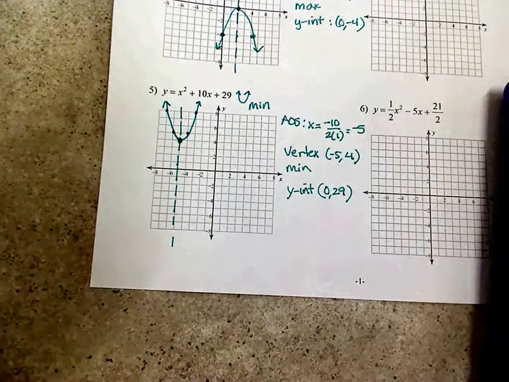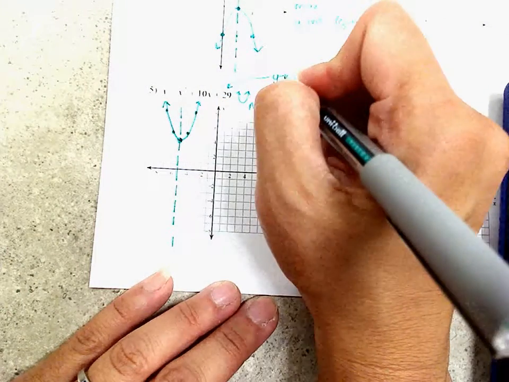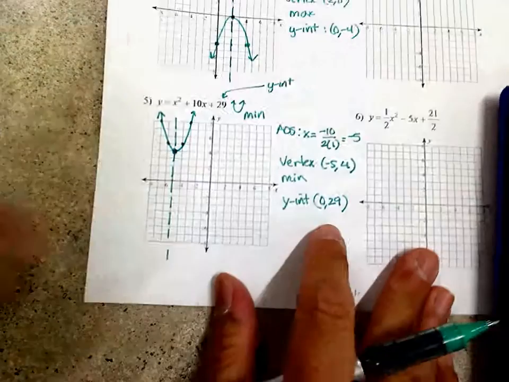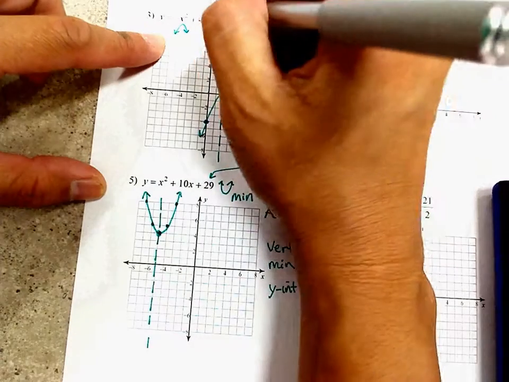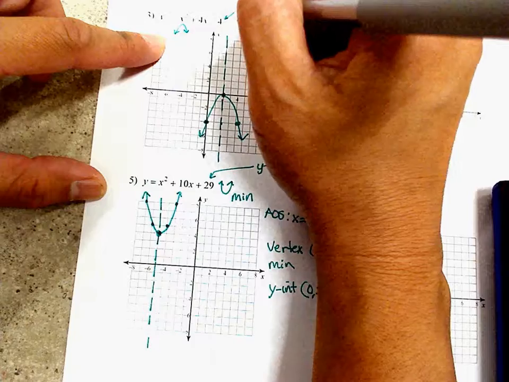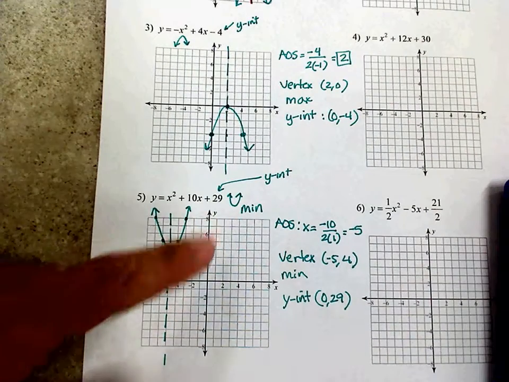By the way, the letter C is always your y-intercept. Do you guys see a pattern going on here? Your letter C is always your y-intercept. Every time. Okay? So if I say, hey, what's your y-intercept? You got this? There's your y-intercept.